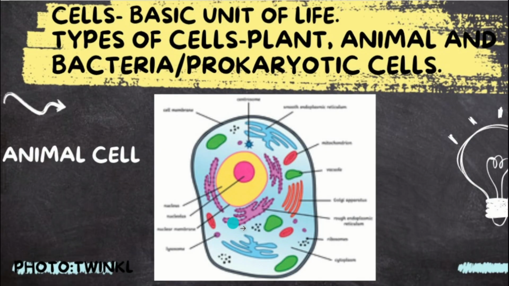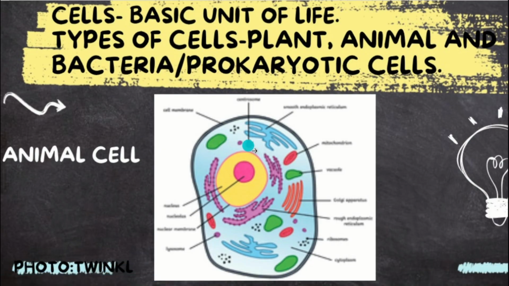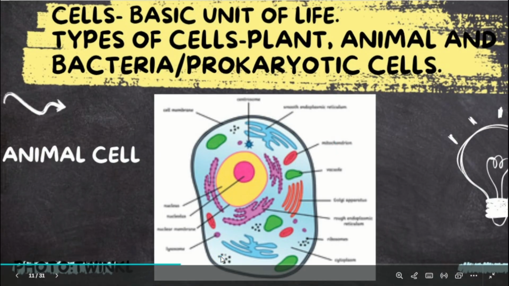And right here, this is our rough endoplasmic reticulum, our smooth endoplasmic reticulum, our Golgi body slash Golgi apparatus, our cytoplasm, lysosome. We obviously have the cell membrane, and the centrosome, vacuole, mitochondria, and all that stuff. So basically, we're just gonna run through the function of each part really quickly.